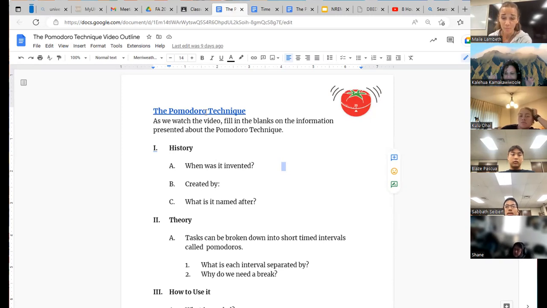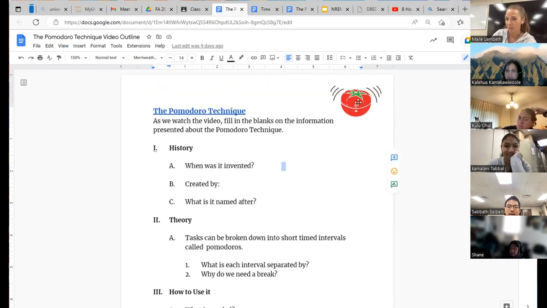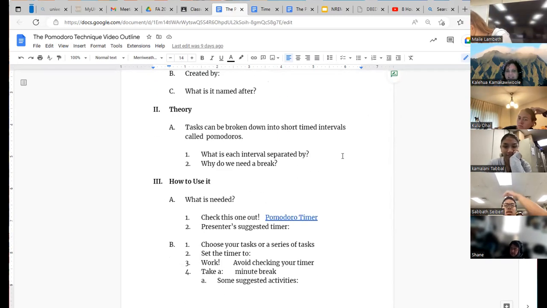Hello? Is anybody out there? The tomato timer. Yeah, the tomato timer. Good. It looks like, and this is a Pomodoro tomato, right? Okay, so the task can be broken down into short time intervals. So it's for heavy duty tasks, like what you guys are doing, right? Preparing for your test.